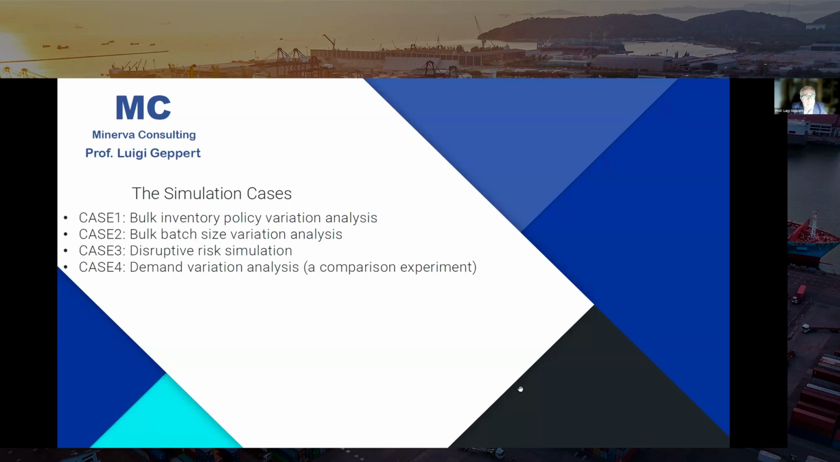Case one is the analysis of what happened by changing the inventory policy, so an inventory policy variation analysis. Case two is bulk batch size variation analysis. Case three is risk analysis, so disruptive risk simulation. And case four is demand variation analysis, by changing the baseline, building both a best scenario and a worst scenario starting from the baseline.